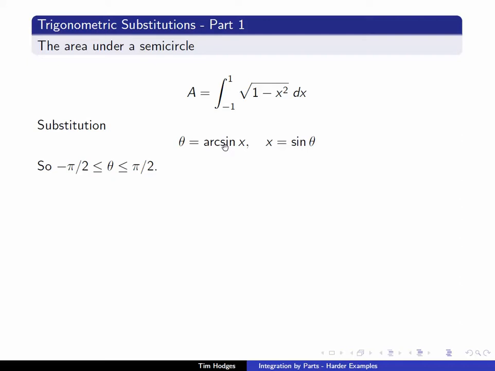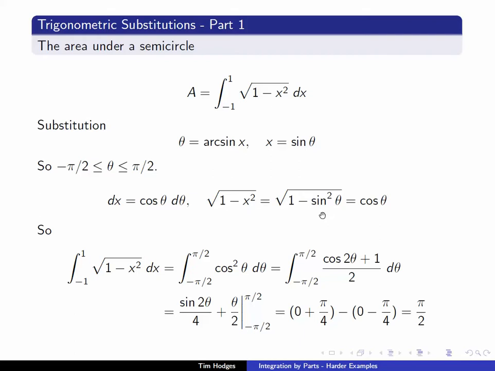So let's go ahead and apply this substitution. We'll use the second version of the substitution to find the differential: dx is cosine theta d theta. And let's look at the integrand in terms of theta. Root 1 minus x squared is root 1 minus sine squared theta, which is the square root of cosine squared, which is plus or minus cosine theta. But since theta is in this range, cosine theta is always positive, so this is the correct sign.